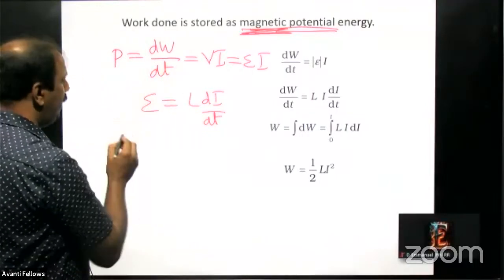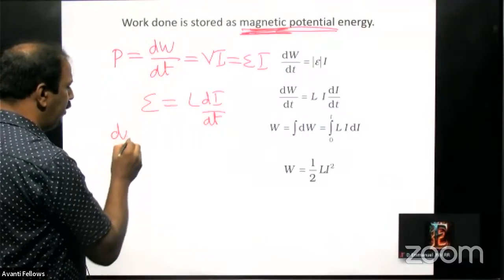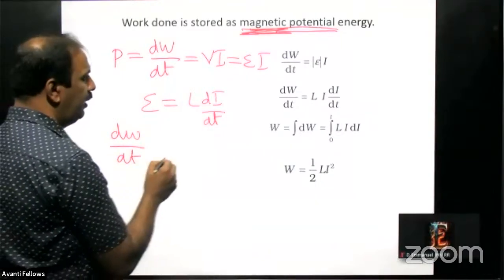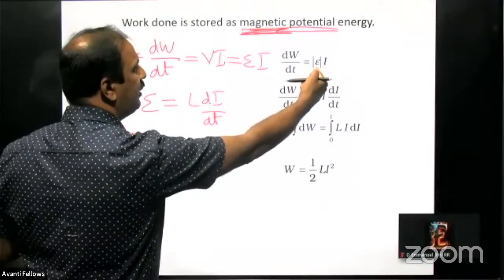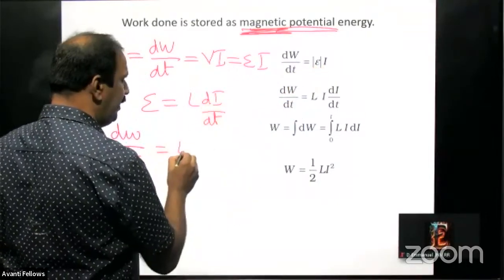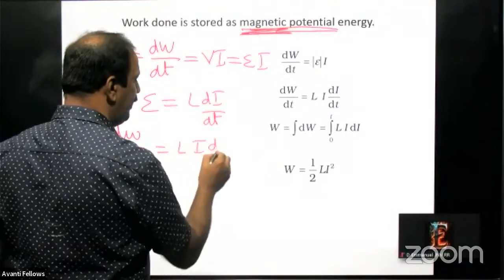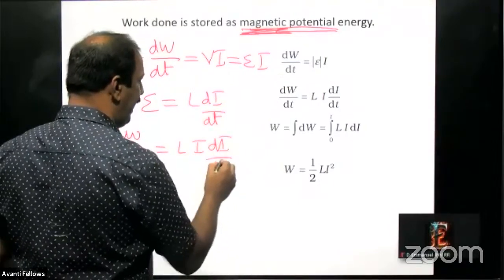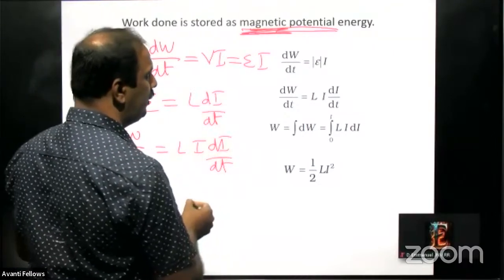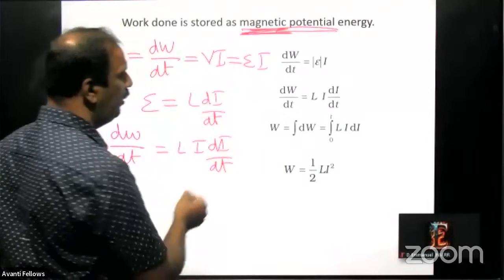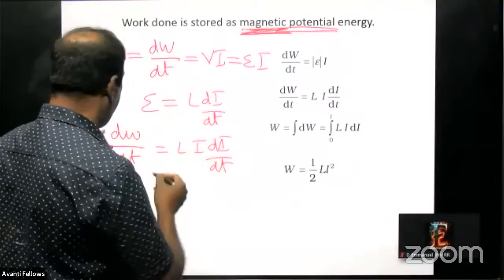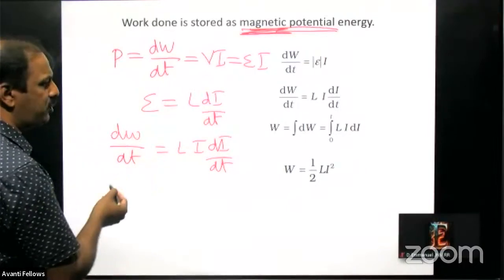So now what we can write, the power is given by dW by dt is equal to I, and for this EMF we have L di by dt. So it will be equal to L into I into di by dt. This L and I are constant, we are taking it outside. Like this, L into di by dt you can take. Now, to get the total work done, you have to integrate this one.